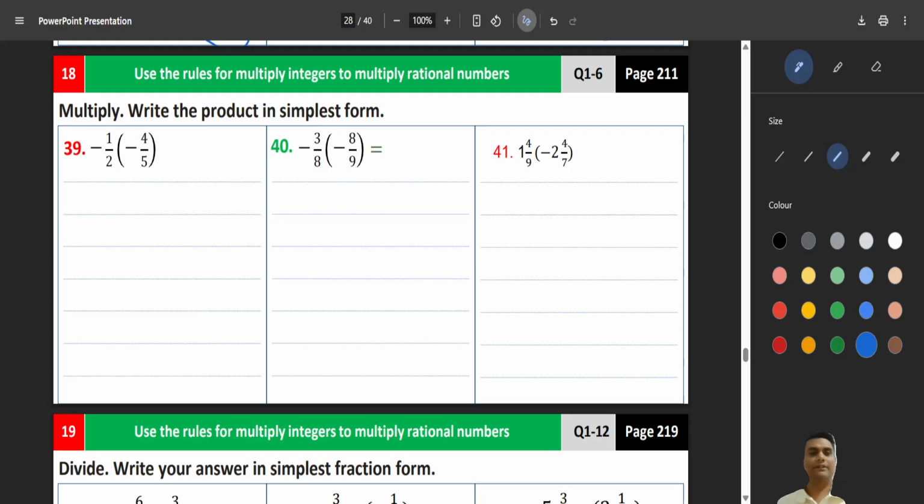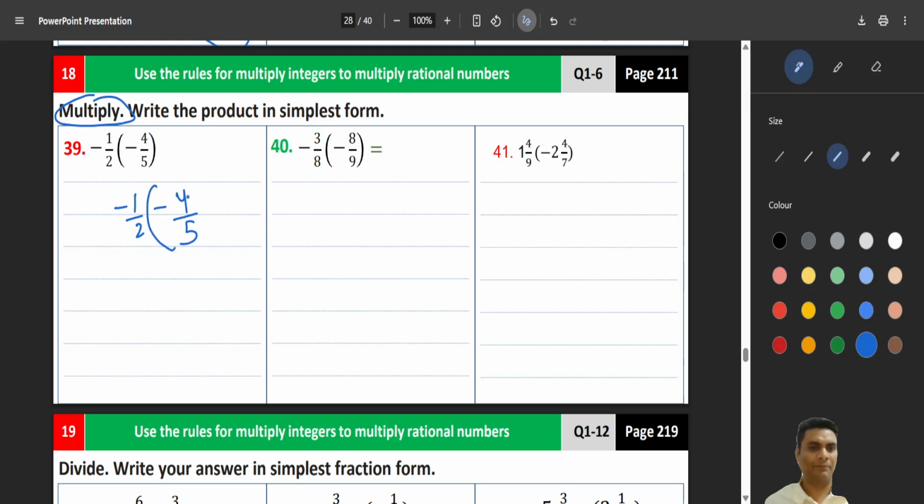Multiplication. He said multiply. Multiply what? The rational numbers. How do I know this is multiply? See, one question will be like this. There is no parenthesis here, right? Yani this is a plus minus question.